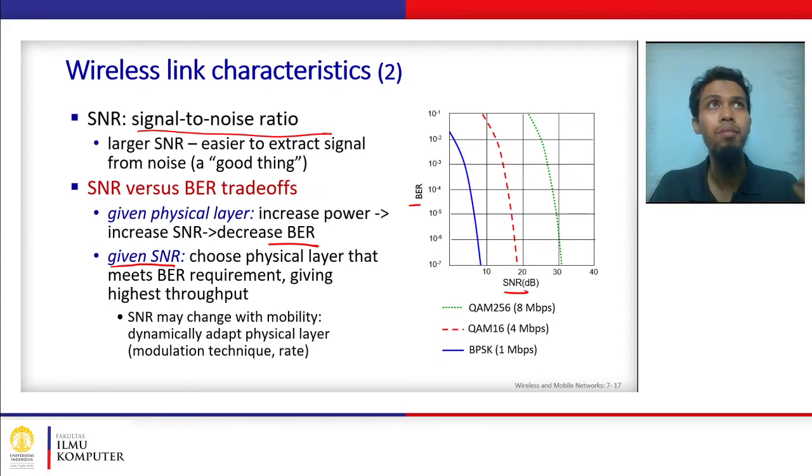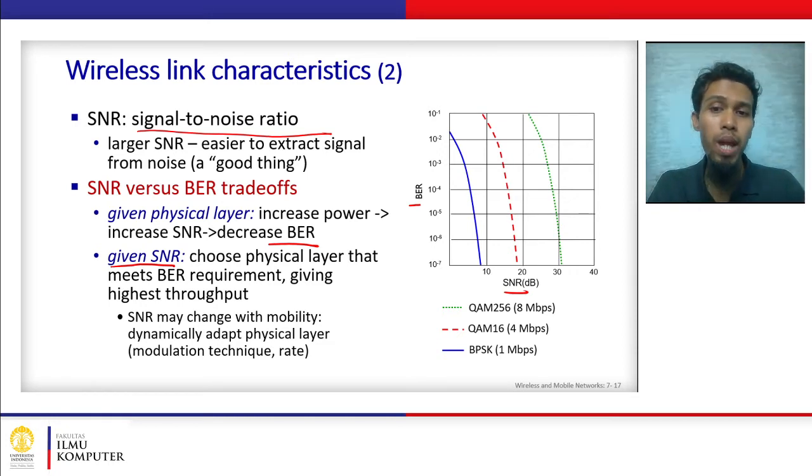Let's say the transmit power is fixed and our location relative to the base station is changing. When we move close to the base station, we receive a high SNR. But when we move away from the base station, we receive a lower SNR.